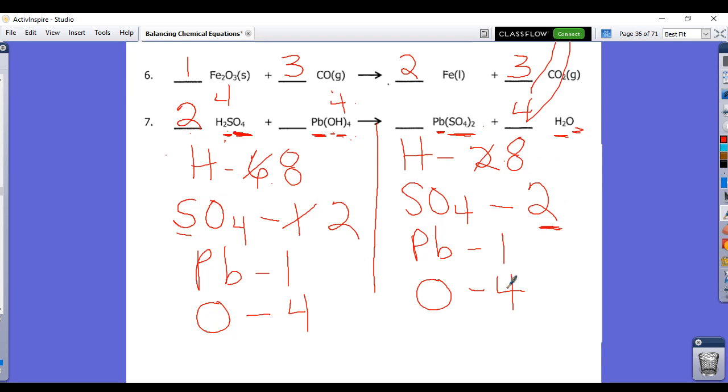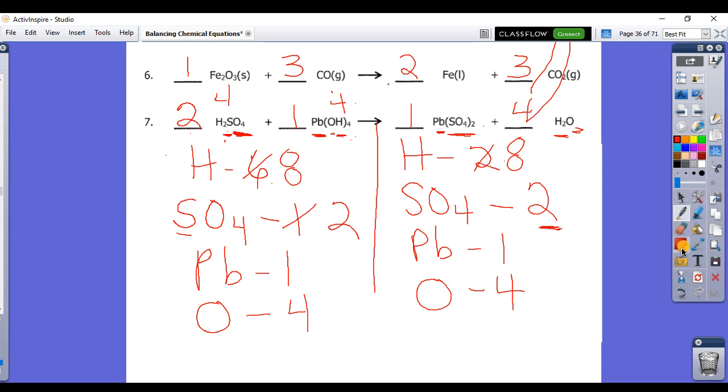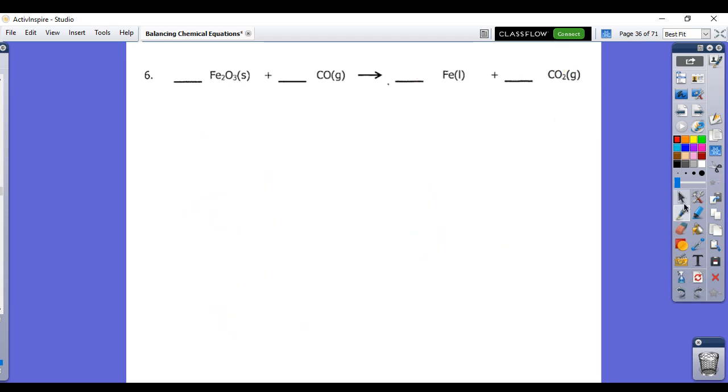So you should have a 2, nothing in that one. You could put a 1. You could put a 1 here, and then your 4. So 2, 1, 1, 4. Okay, let's go to number 8.